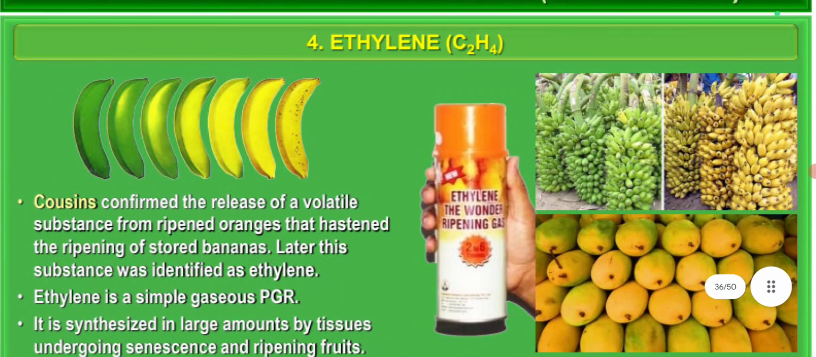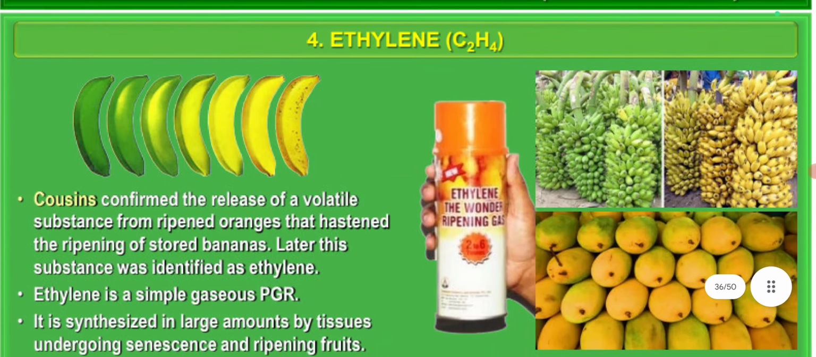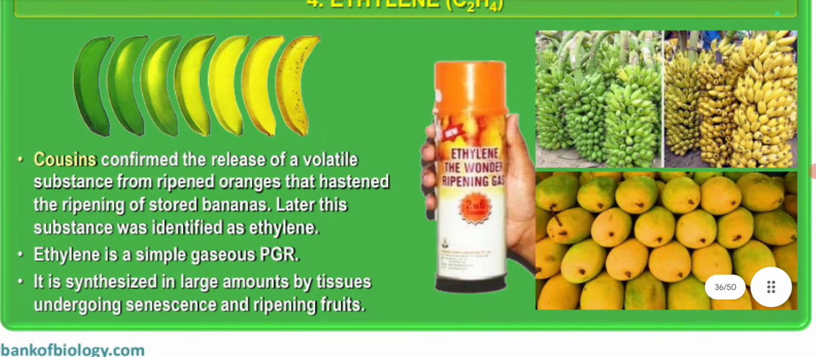Fourth is ethylene, C2H4. Cousins confirmed the release of a volatile substance from ripened oranges that hastened the ripening of stored bananas. Later, this substance was identified as ethylene. Ethylene is a simple gaseous plant growth regulator. It is synthesized in large amounts by tissues undergoing senescence and by ripening fruits.